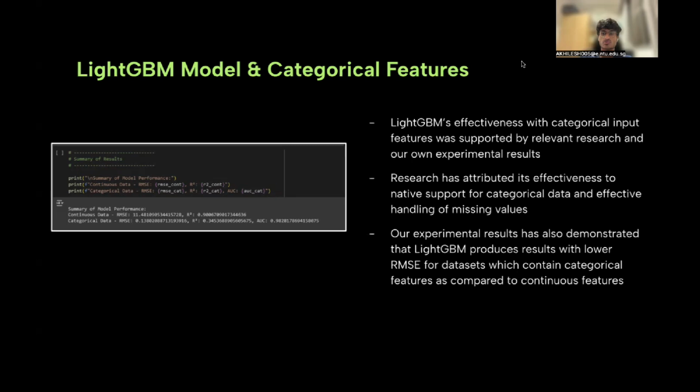Industry research attributes this to 2 key factors: native support for categorical data and effective handling of missing values. Native support for categorical data simplifies the pre-processing pipeline while preserving natural relationships between categories. Additionally, LightGBM's handling of missing values ensures robustness without data leakage. Our experimental results validated this. We compared LightGBM's performance on synthetic datasets with categorical and continuous features. The results showed lower RMSE for the categorical dataset, confirming that LightGBM excels in these scenarios.